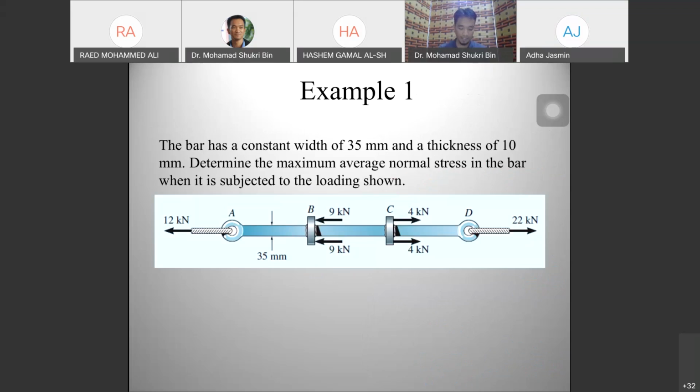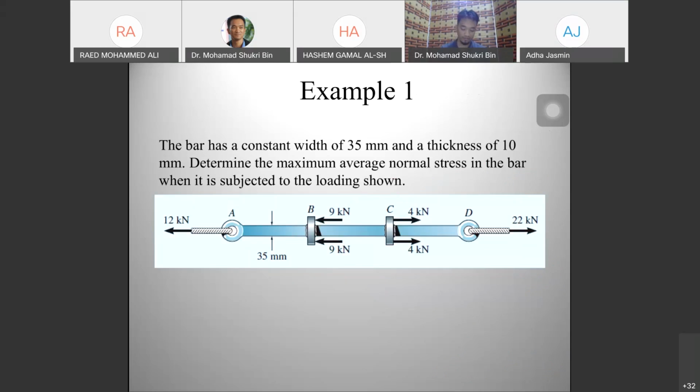So let's say the bar has a constant width of 35 mm and thickness of 10 mm. Determine the maximum average normal stress in the bar when it is subjected to the loading shown, right?